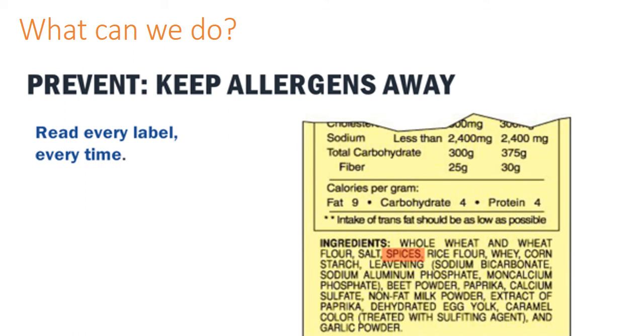If you are out and you are buying food at the grocery store or you're looking at a menu, they should have the allergens that are on that menu or the label. Just read every label every time to make sure that you are keeping those allergens away. If you're allergic to certain spices or you're allergic to flour or wheat, make sure that none of the food that you're eating has that, and that's by just looking at the labels.